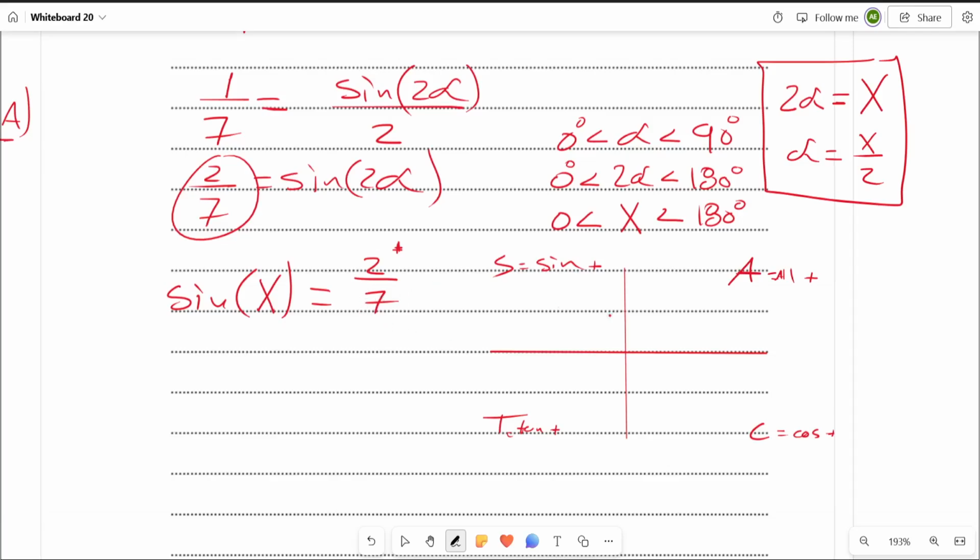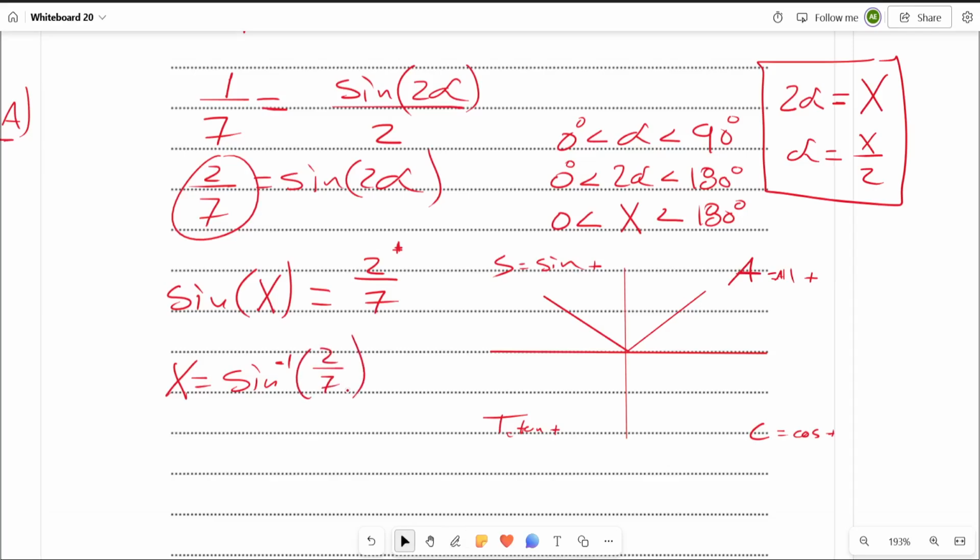So which quadrants will sine be positive? It's going to be in the All quadrant and in the Sine quadrant. So I'm just going to draw 2 lines in these quadrants over here. I'm going to keep them right over here. So in the normal way, if I want to find x, I'm going to take sine inverse of both sides. So x is going to equal sine inverse of 2 over 7.